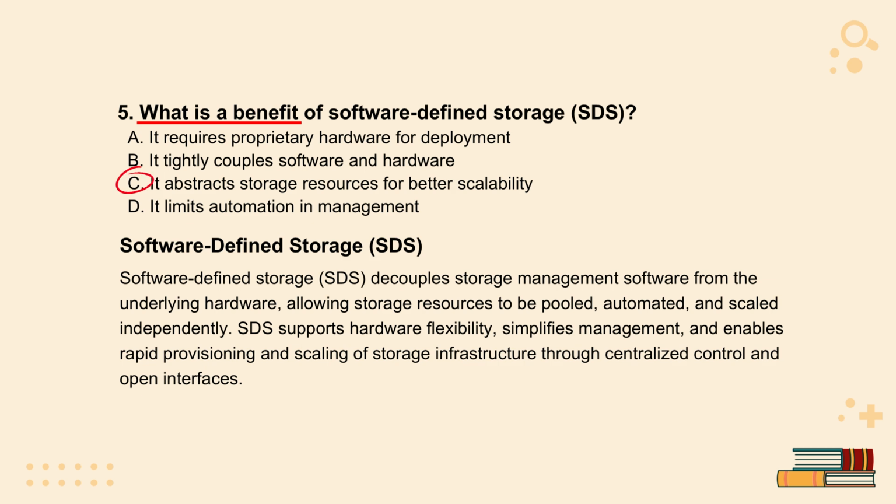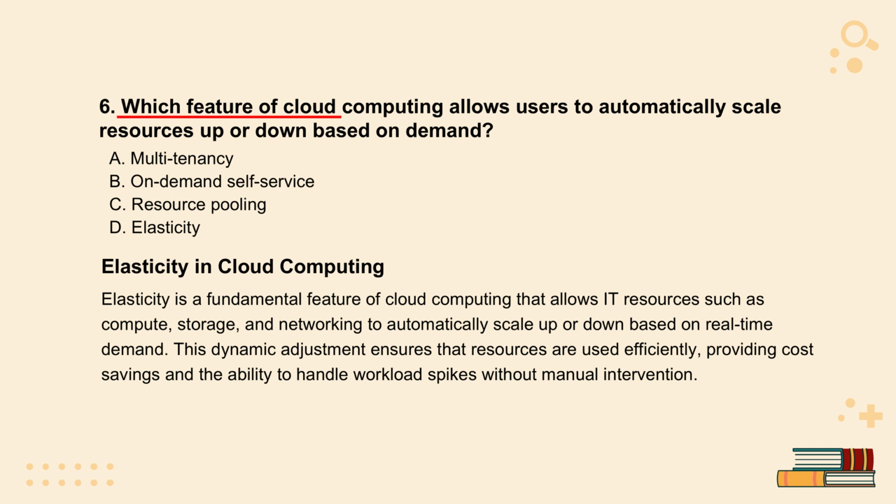Let's shift gears to the cloud. Question 6. Which cloud feature allows automatic scaling of resources based on demand? Options: multi-tenancy, self-service, pooling, elasticity. The answer is D, elasticity. Elasticity. We hear this word constantly with cloud. What does it actually mean in practice?